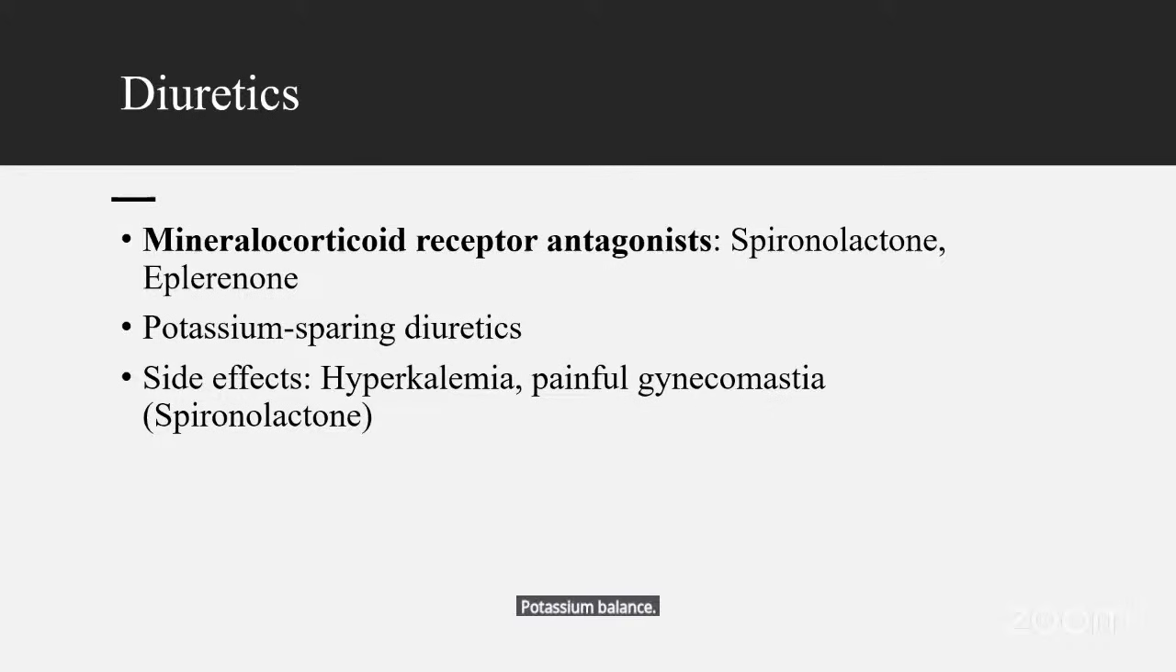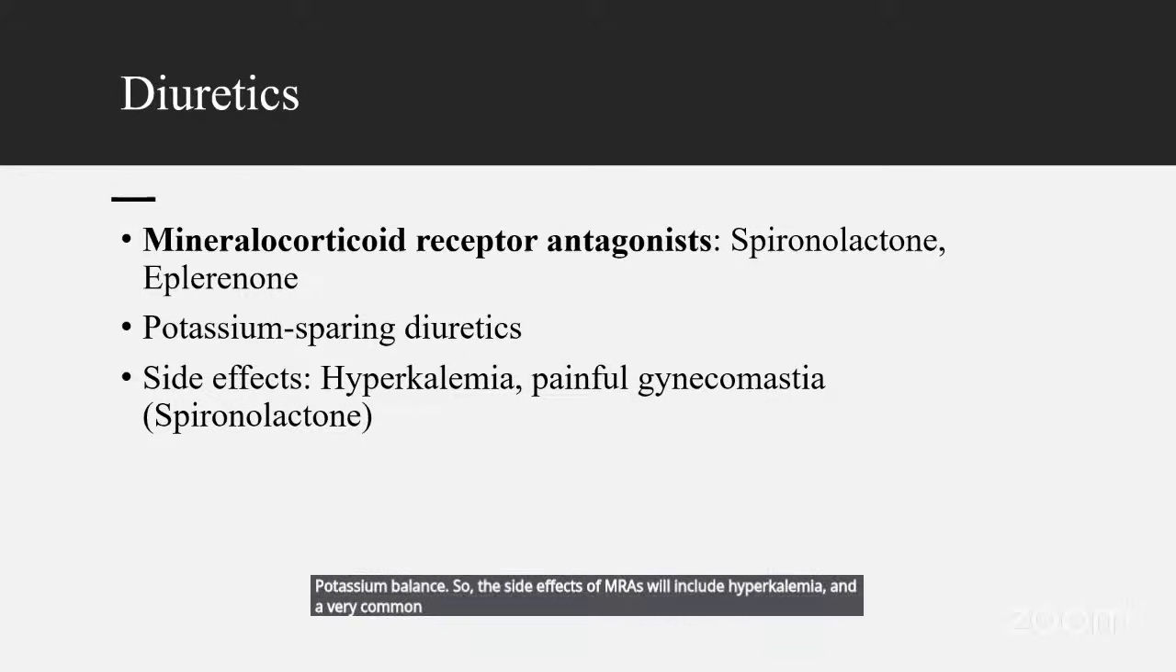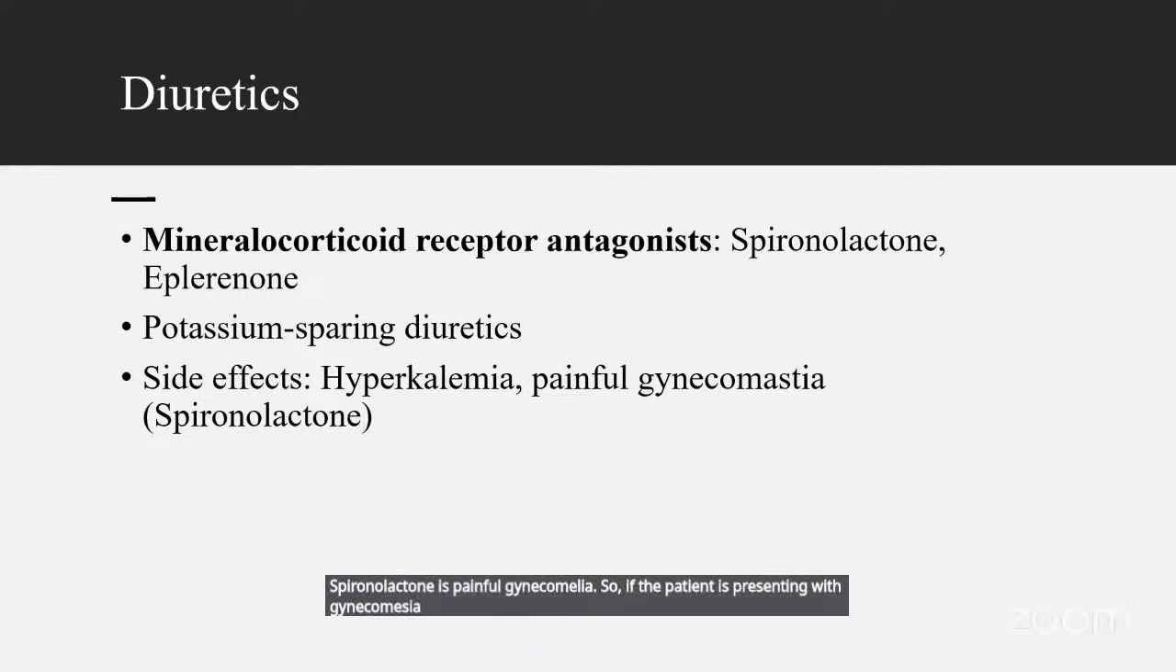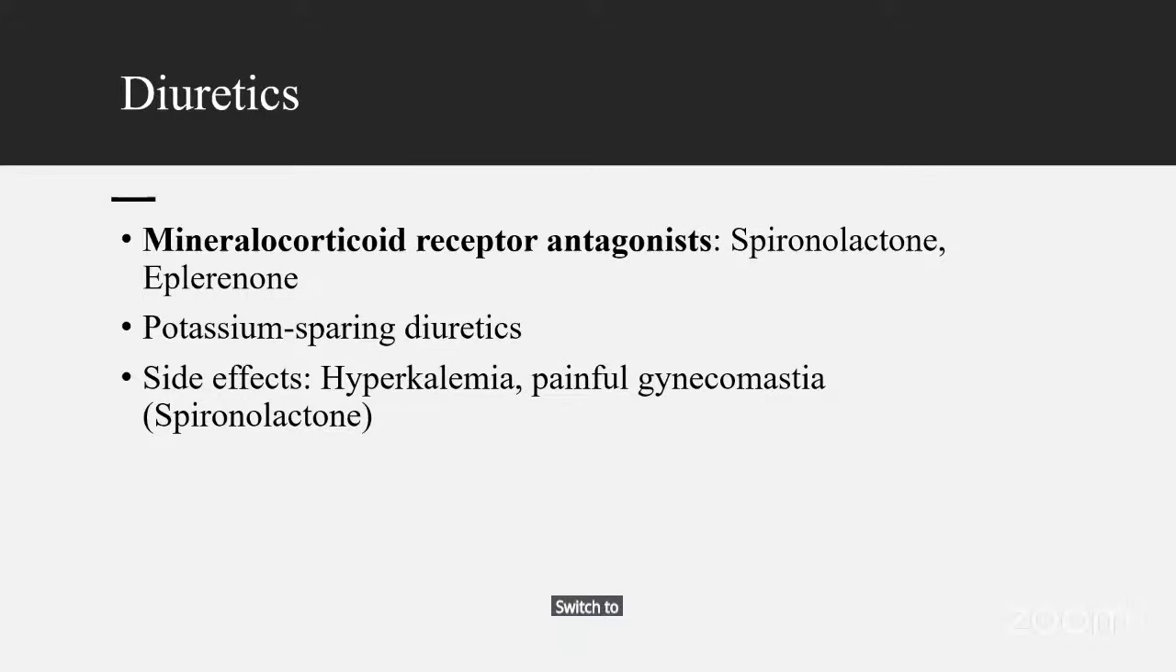The side effects of MRAs include hyperkalemia, and a very common side effect, which is only seen with spironolactone, is painful gynecomastia. So if the patient is presenting with gynecomastia with spironolactone, it is always prudent to switch to eplerenone, which does not generally have this side effect.